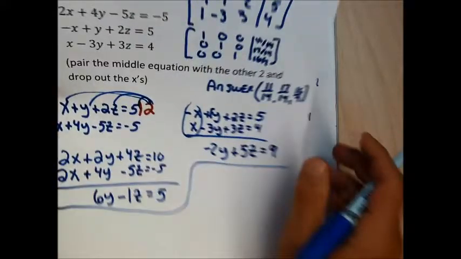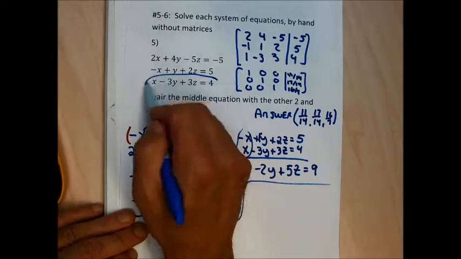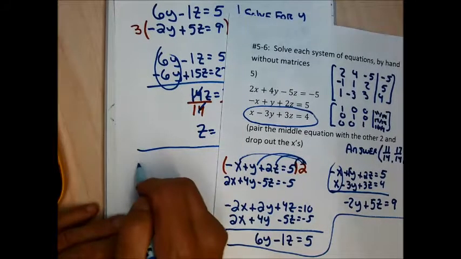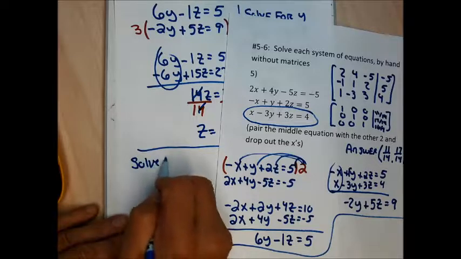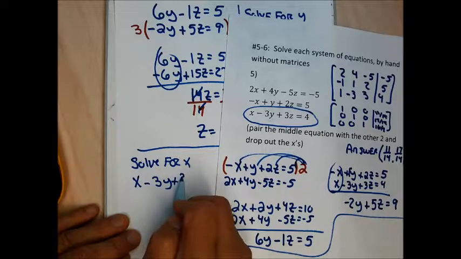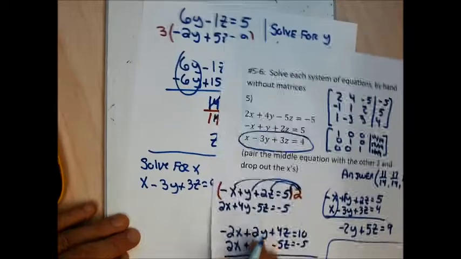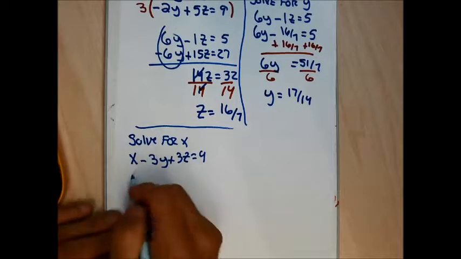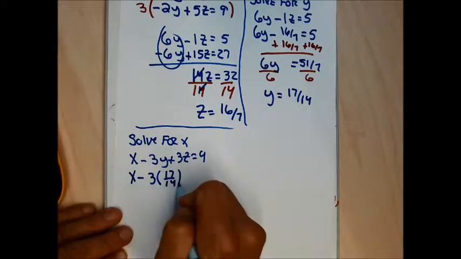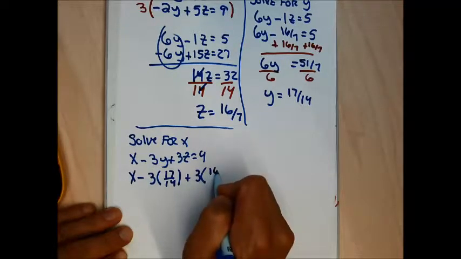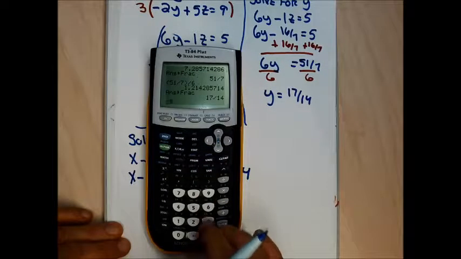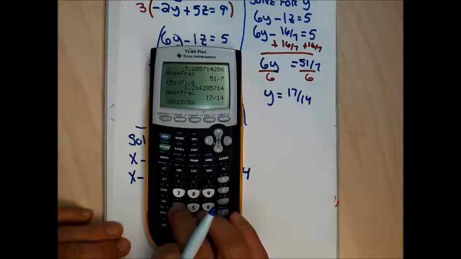The last thing I need to do is solve for x. I can pick any equation with an x to solve for x. I'm going to pick that equation because it has a nice x in it. So when I go to solve for x, I'm going to use x minus 3y plus 3z equals 4, and then the two answers that I just came up with. So I'm going to go x minus 3 times 17 over 14 plus 3 times 16 over 7 equals 4. Let me find out what minus 3 times 17 over 14 is.